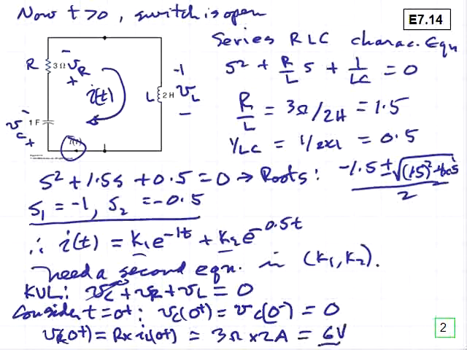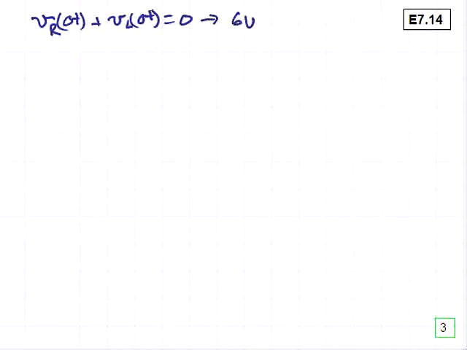So in this KVL equation, we've established that V sub C is 0. We've now determined a value for V sub R. This is at the time 0 plus. Now we'll look at how this may help us in determining the value of V sub L at 0 plus. So at t equals 0 plus, we have VR at 0 plus V sub L at 0 plus is equal to 0.